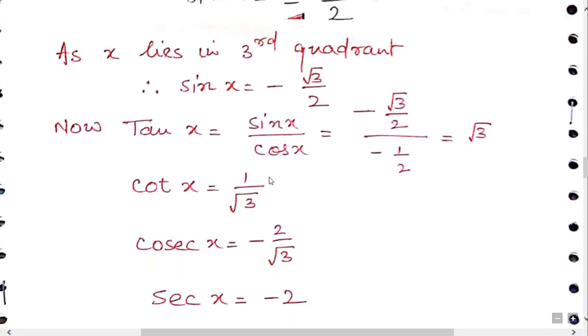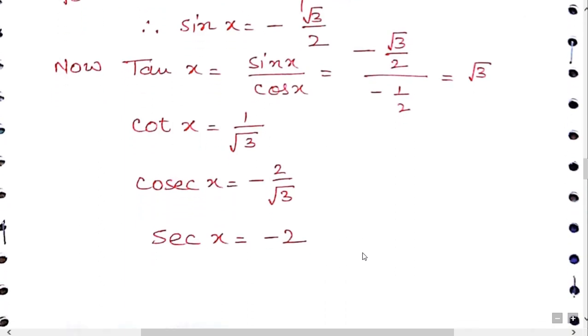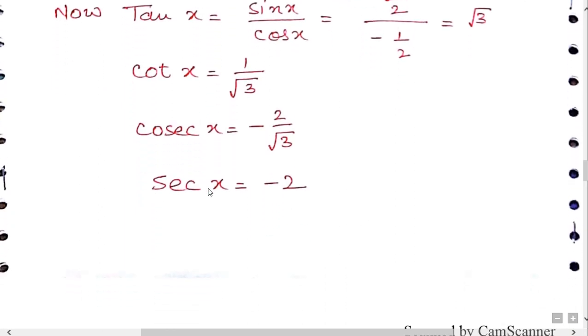Then by inverting the value of tangent x, you can calculate cot x. And by inverting the value of sin x, you can calculate cosecant x, because cosecant x is 1 over sin x. Similarly, secant x can be calculated.